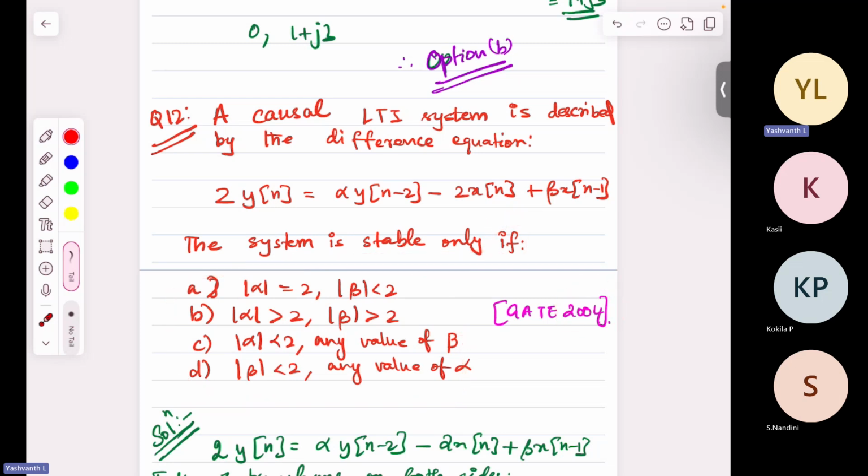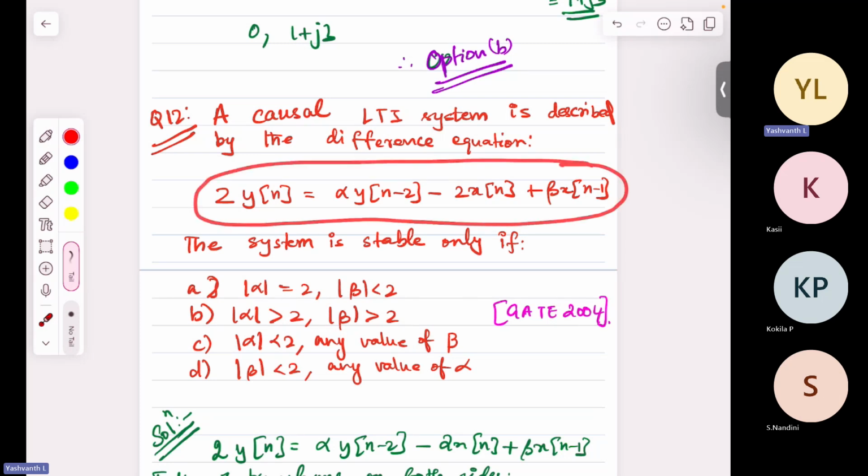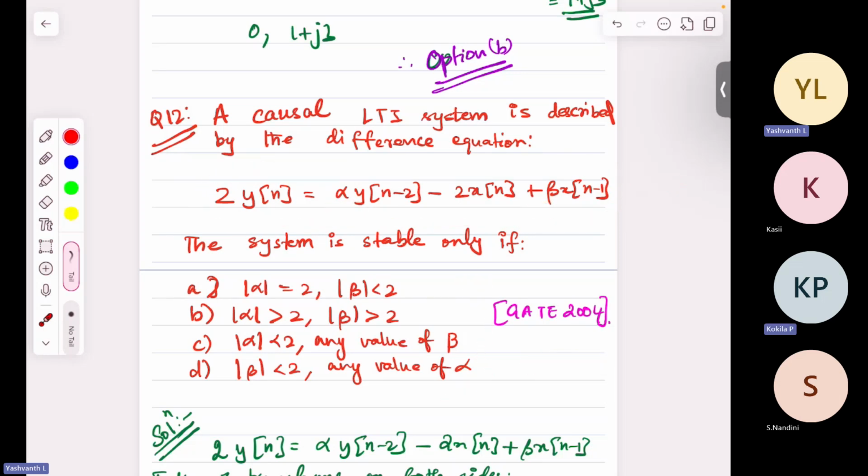Always, what is the criterion for stability? That the unit circle should be included in the ROC. That's all. So compute the system function from the given difference equation and check whether the ROC of the system function contains the unit circle. For what values of alpha and beta will the ROC contain the unit circle? From that you can choose one of these 4 options. That's what we're going to do.